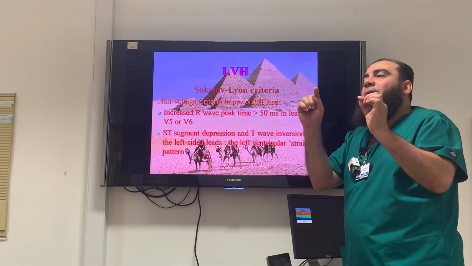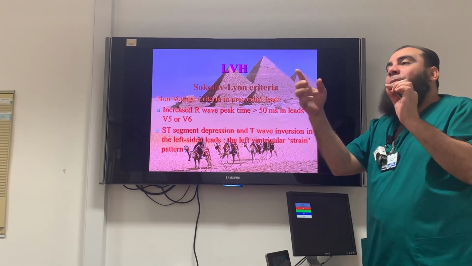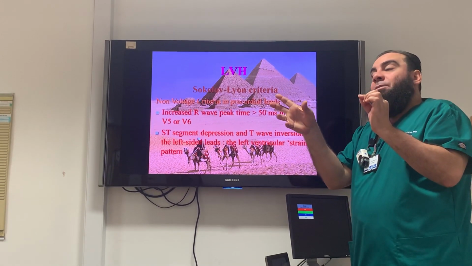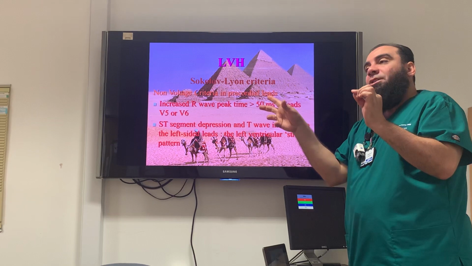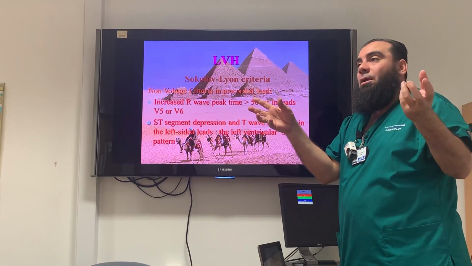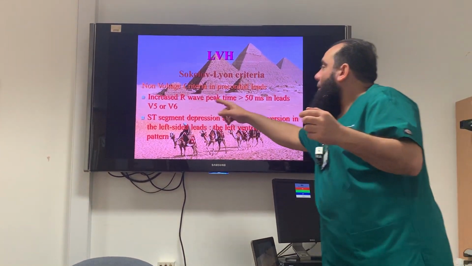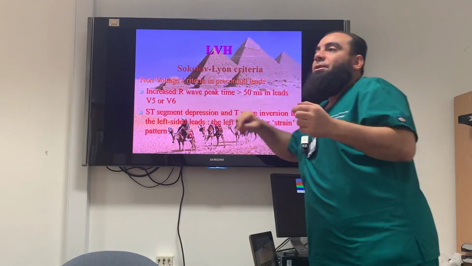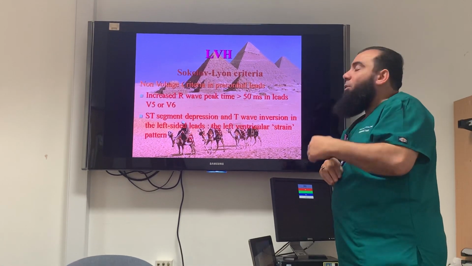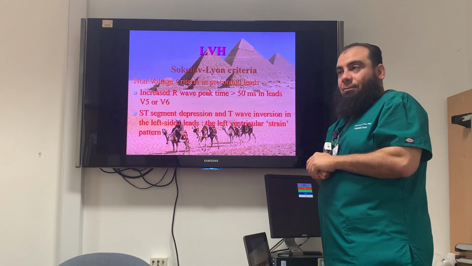VTAC and SVT, or SVT with aberration. Sometimes you find SVT with aberration, and you can differentiate whether it is SVT or VTAC. Isn't it? Yes. This is one of the criteria that can establish it. It can also be used for WPW. This criterion can establish it as well. Okay?